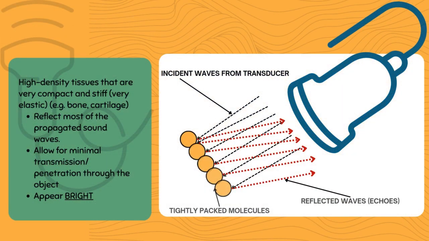High density tissues that are very compact and stiff, like bones and cartilage, will reflect, as we can see from this diagram, most of the propagated sound waves. It will allow for minimal penetration through the object, and thus the object will appear bright.